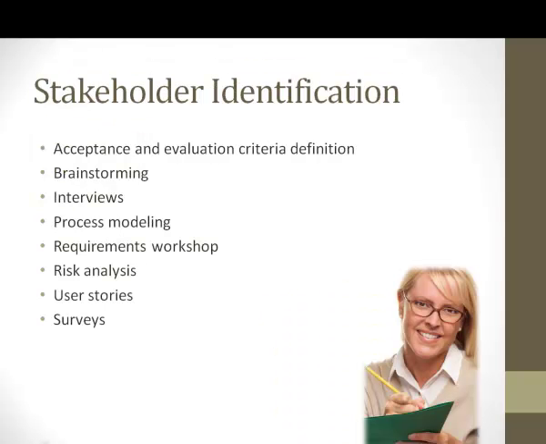Now, stakeholder identification uses several tools and techniques. The first is just to identify the acceptance and evaluation criteria. So identifying who's responsible for signing off on your requirements helps you identify stakeholders. Brainstorming and interviews, process modeling where you're mapping out like a flow chart of how you get from one point to another through a process. A requirements workshop, this is a quick, intense workshop with your key stakeholders. Risk analysis, user stories where you basically write how the users will interact with the software solution you're creating.